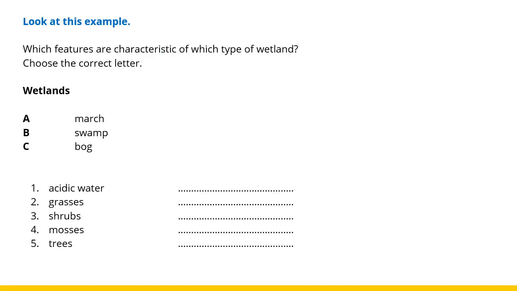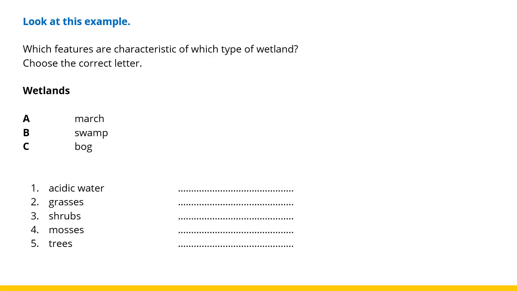So now we are going to review our example from the IELTS test, and the task is asking you to do the following. Which features are characteristics of which type of wetland? You need to choose a correct letter. As you see, we have wetlands and we have A, B, C, three different names. Don't worry if you have no idea of the meaning of the words. It doesn't really matter sometimes.